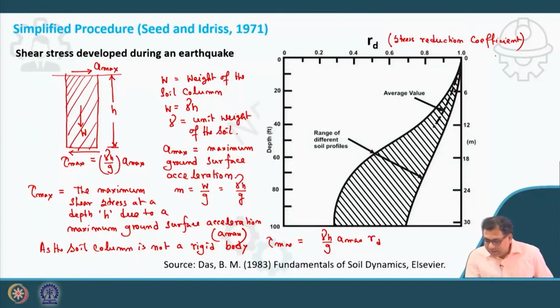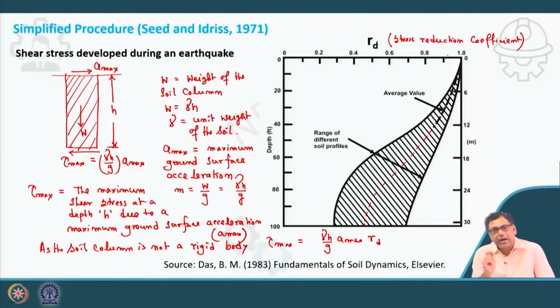Now how will I get the RD value? Seed and Idriss have given this chart. This is the range for different soil profiles, and this is the average line. We will take the average line value only here. On the right-hand side the depth is in meters, on the left-hand side it is in feet. Depth is given up to 30 meters and RD is the stress reduction coefficient.